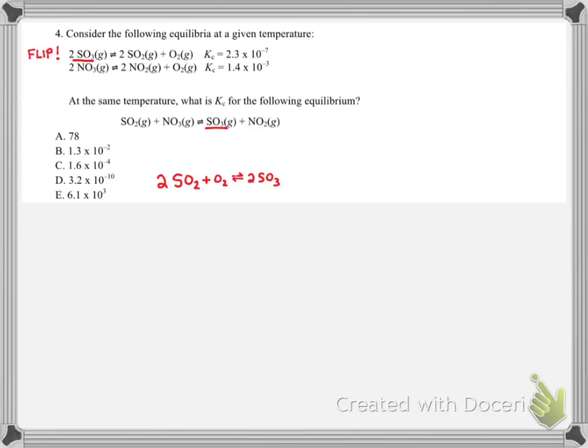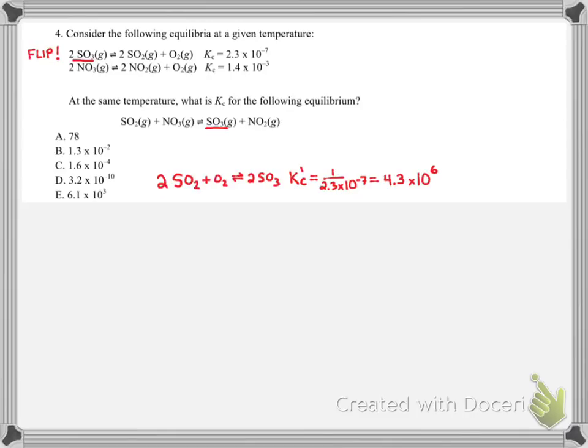Whoop-pow! Here is our flipped reaction. And remember, whenever we reverse a reaction, what do we have to do to the equilibrium constant? Just going to call this Kc prime. It's going to be equal to, boom, the inverse of our original K. So we're going to do 1 divided by 2.3 times 10 to the negative 7th, and we'll get 4.3 times 10 to the 6th. But wait, our puzzle isn't over yet.